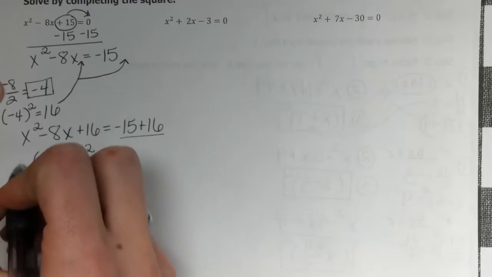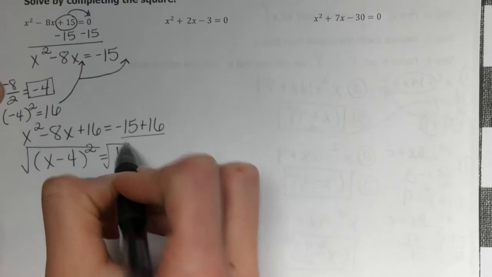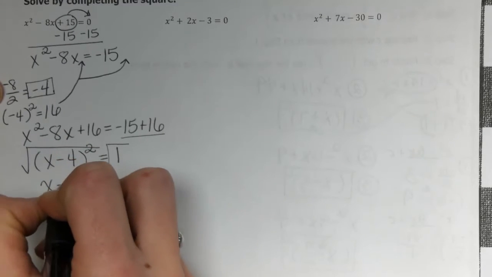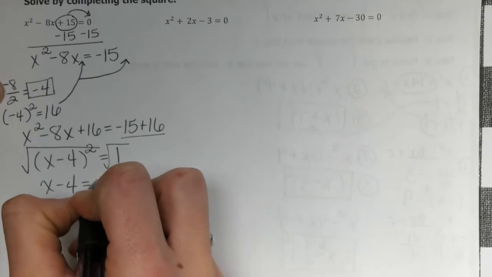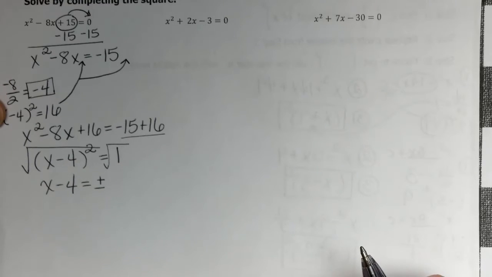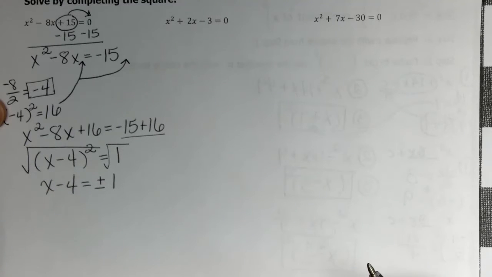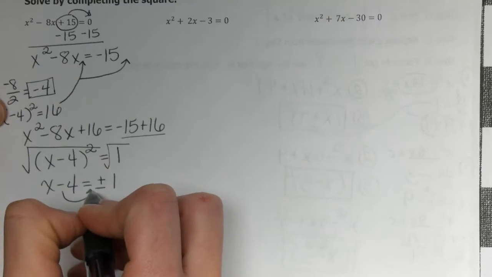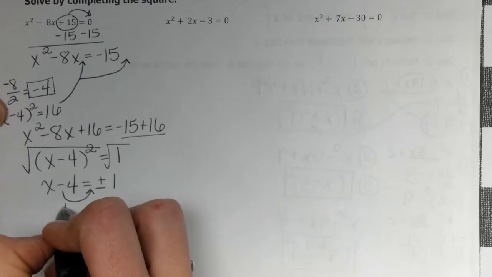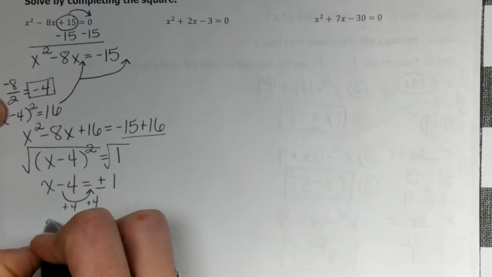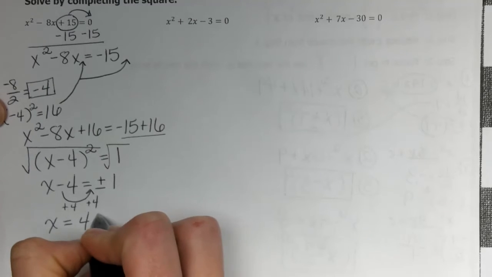Now I'm at the point where I can take the square root of both sides. And that leaves me with x minus 4 equals plus or minus, what's the square root of 1? 1. You better have that plus or minus. Alright, then I need x by itself, so what do I do? I have minus 4, so I'm going to add 4 to both sides. So x is equal to 4 plus or minus 1.